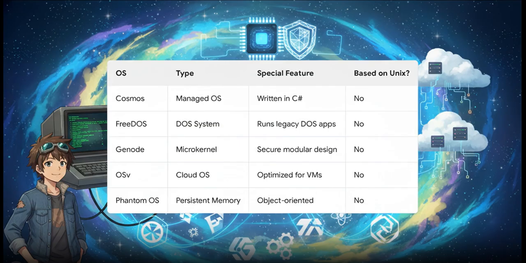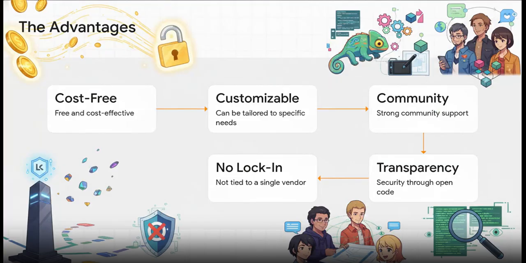You've got FreeDOS, the lightweight legacy tool, OSv, the hyper-focused cloud specialist. Then you have Genode with its microkernel security, and Phantom OS with its mind-bending persistence. And notice this last column, most of these are not based on Unix. That's a huge takeaway. It shows how open source lets people build brand new foundations to solve problems, not just tweak what's already there.